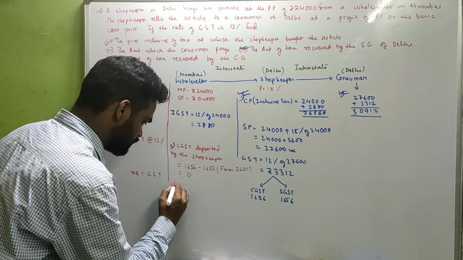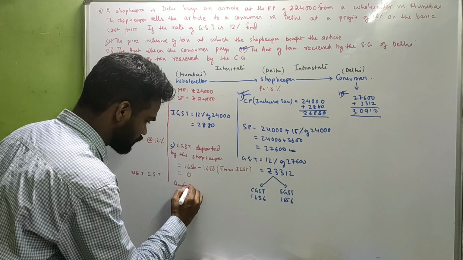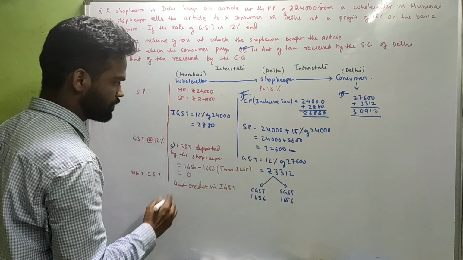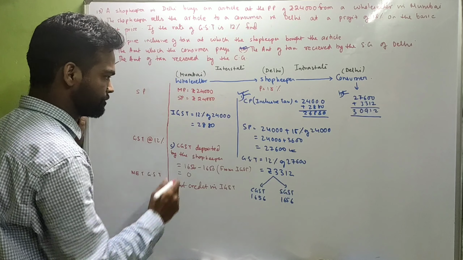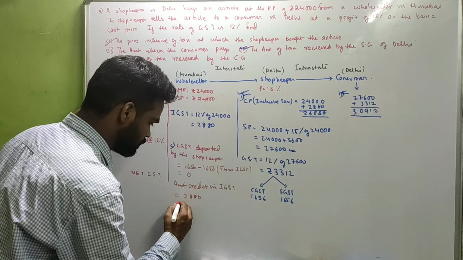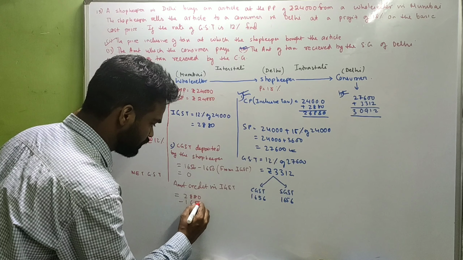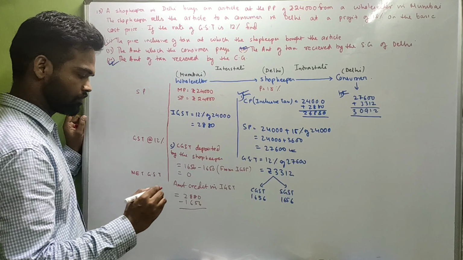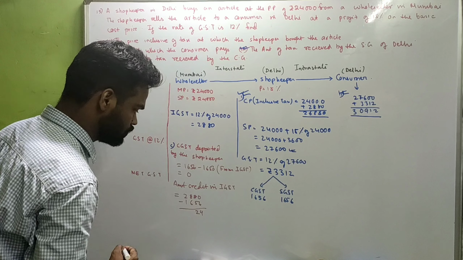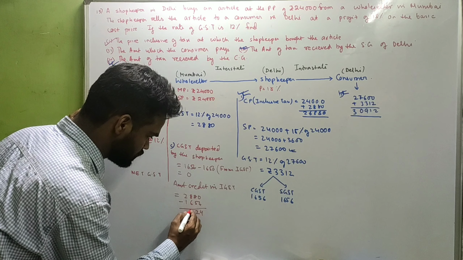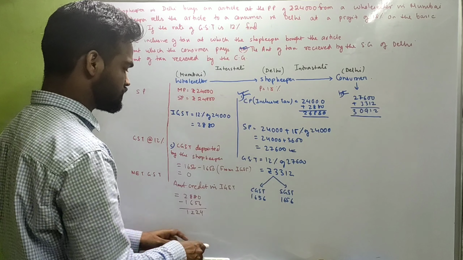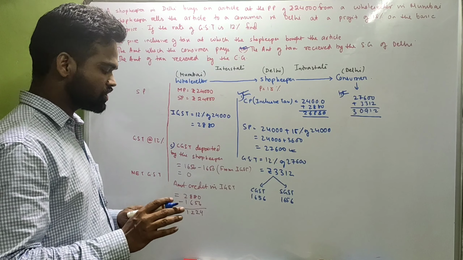Now look. Still, amount credit in IGST. How much? See, still he had deposited 2,880 minus 1,656. So this is how much? 1,224 is the amount still credit in IGST.